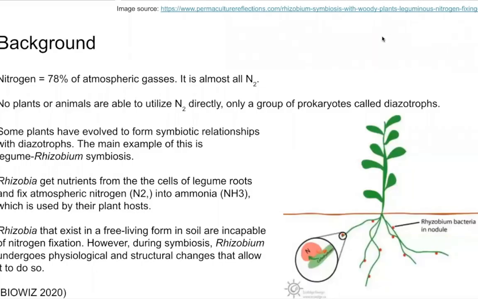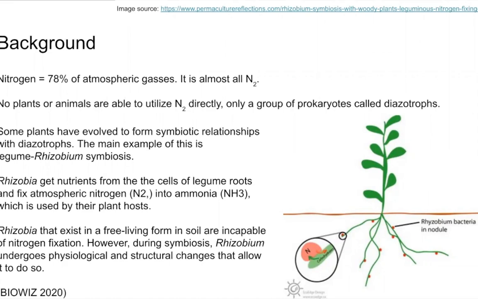Nitrogen makes up around 78% of all atmospheric gases. Almost all of that nitrogen exists in its diatomic form, N2. No plants or animals are able to utilize nitrogen directly. The only organisms capable of utilizing nitrogen are groups of prokaryotes called diazotrophs. Some plants have evolved to form symbiotic relationships with diazotrophs. The main example of this is legume-rhizobium symbiosis.